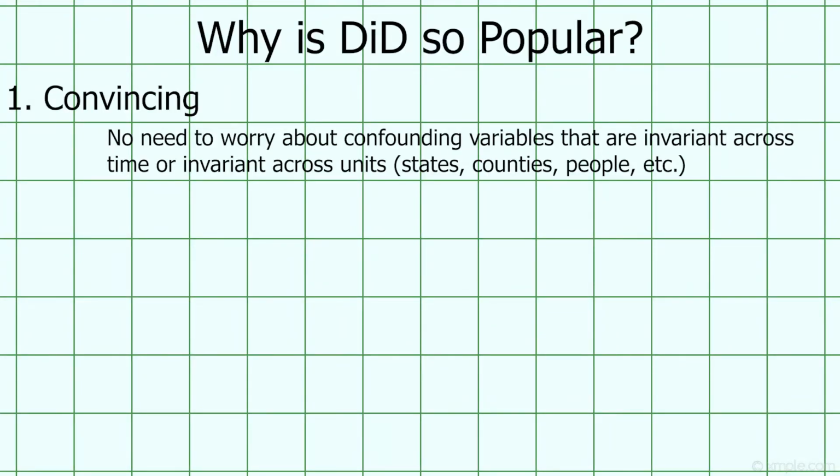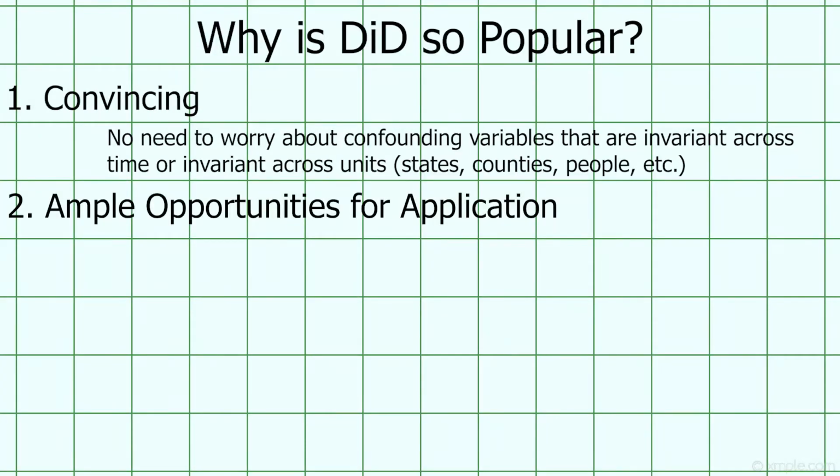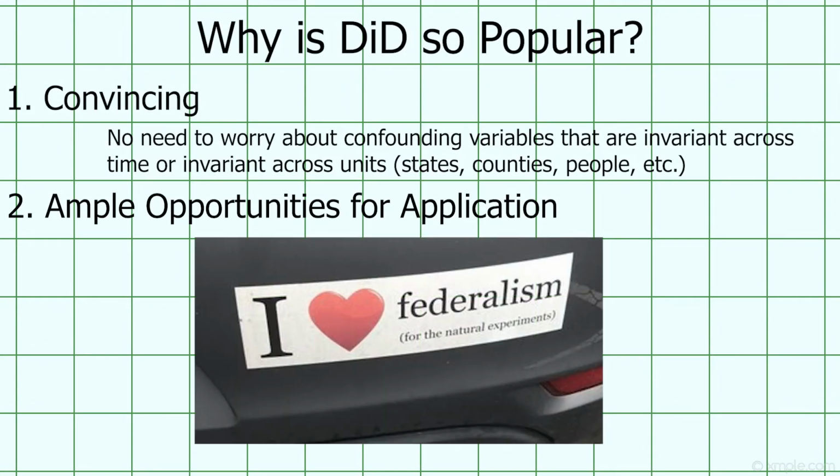So, for example, we don't need to worry about the effects of business cycles or technological improvements, since those affect all states at the same time. And we don't need to worry about the effects of each state's geography, since geography varies across states, but doesn't vary across time. Another reason why difference in differences is so popular is that the nature of federalism in the United States creates a great degree of variance in state and local policy over time, creating a lot of natural experiments for us to analyze using difference in differences methods.